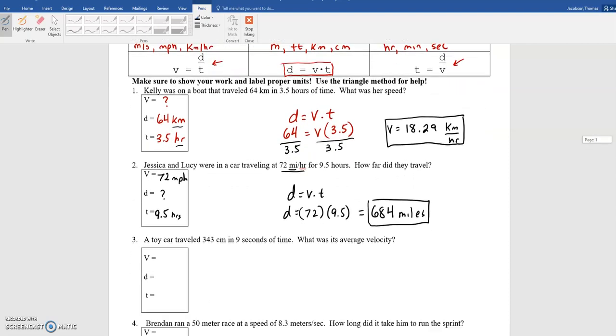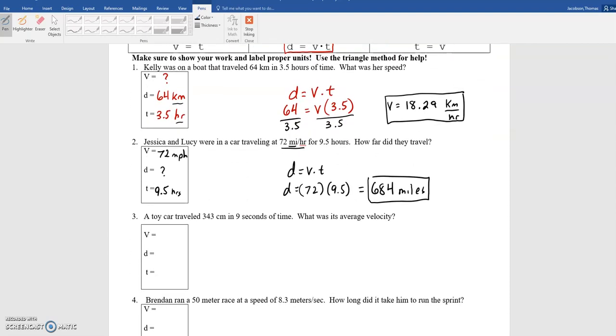Last one. A toy car travels 343 centimeters. So I'm going to say that's my distance. It takes 9 seconds of time. What was the average velocity? So I don't know my v. So again, I'll go d equals v times t. And I'll do 343 equals v times 9.